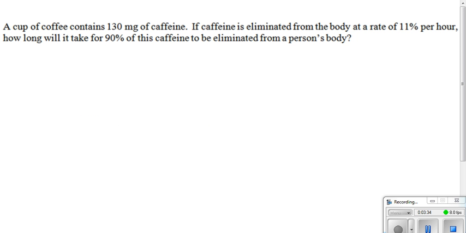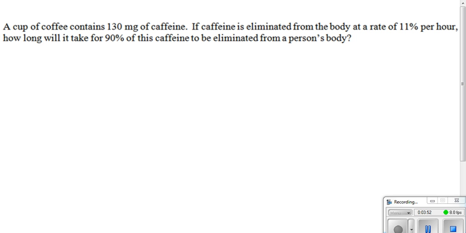So let's see exactly how some of these things work. A cup of coffee contains 130 milligrams of caffeine. Don't tell Mrs. Green, though. If the caffeine is eliminated from the body at a rate of 11% per hour, how long will it take for 90% of this caffeine to be eliminated from a person's body?